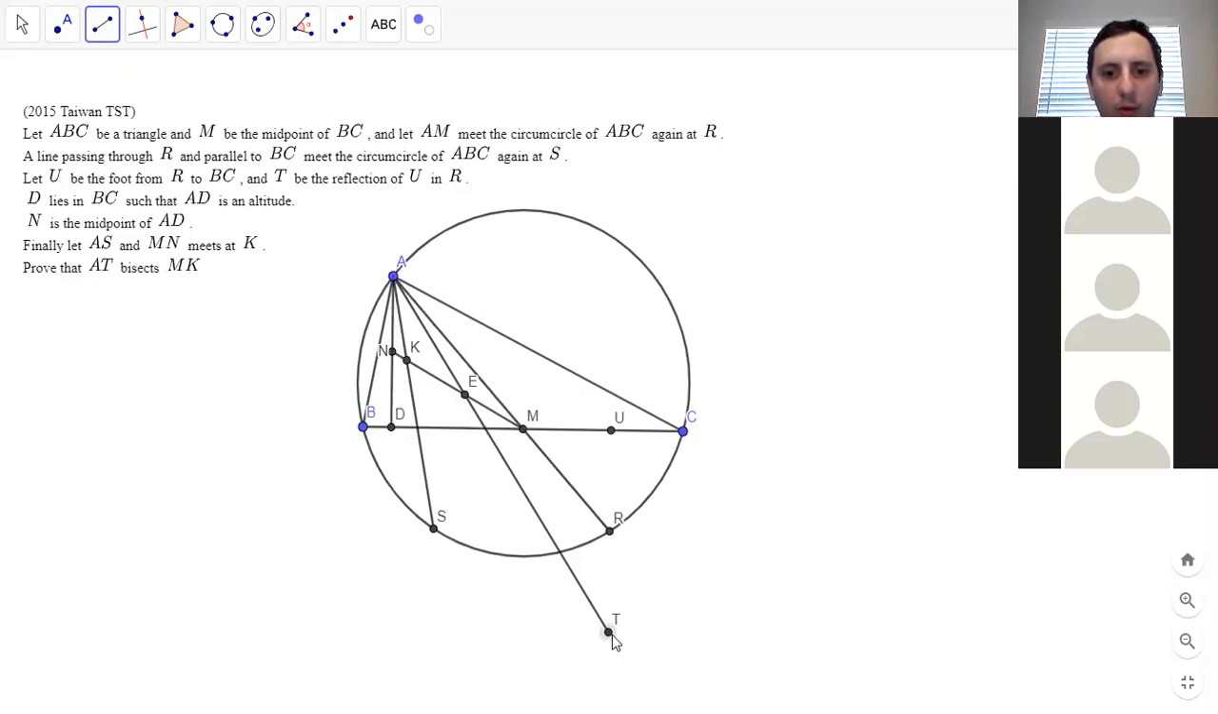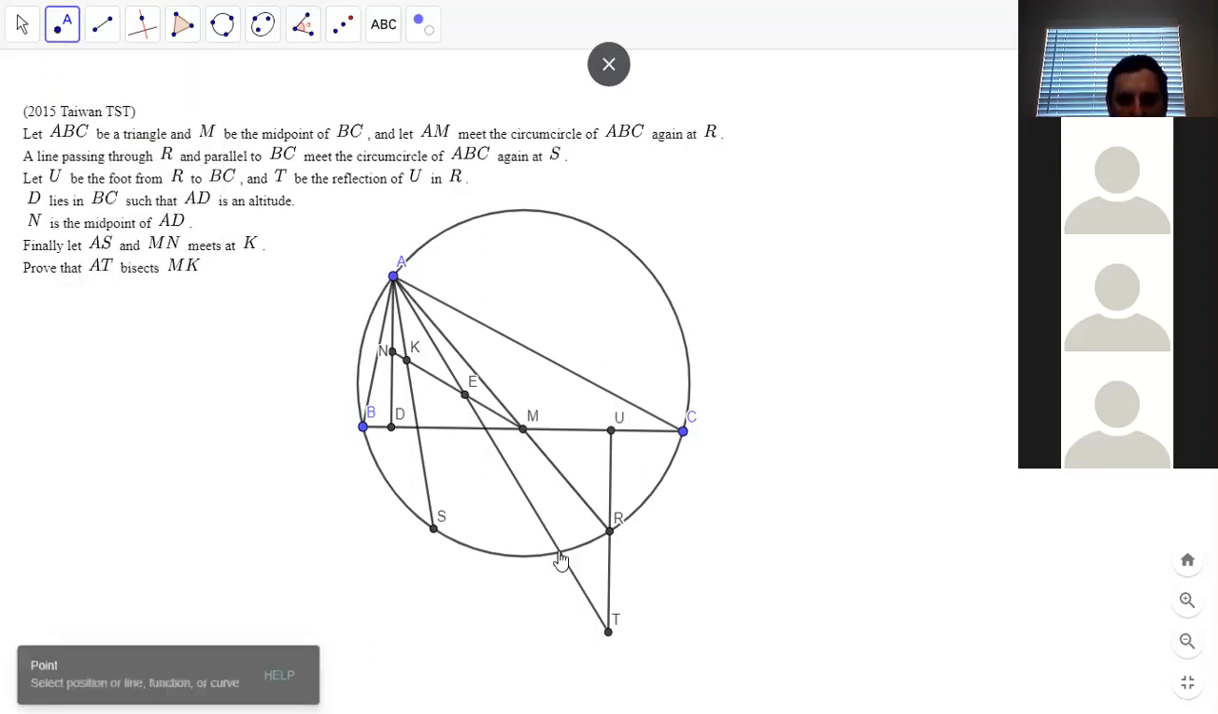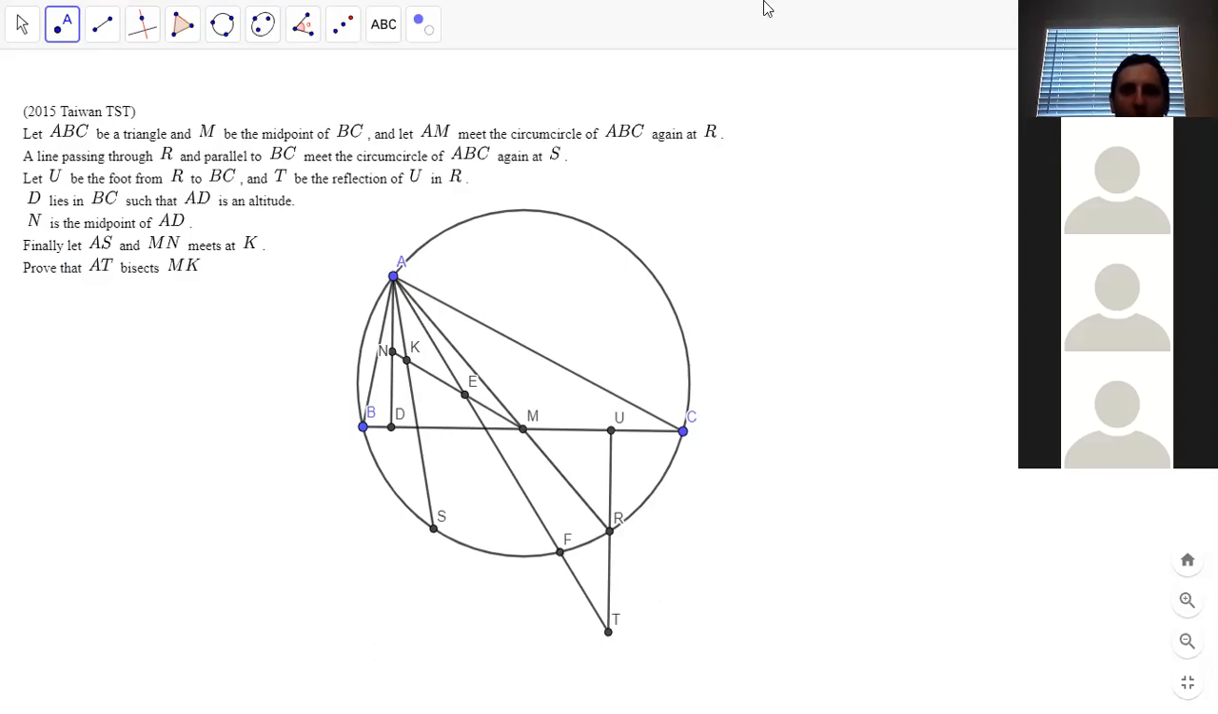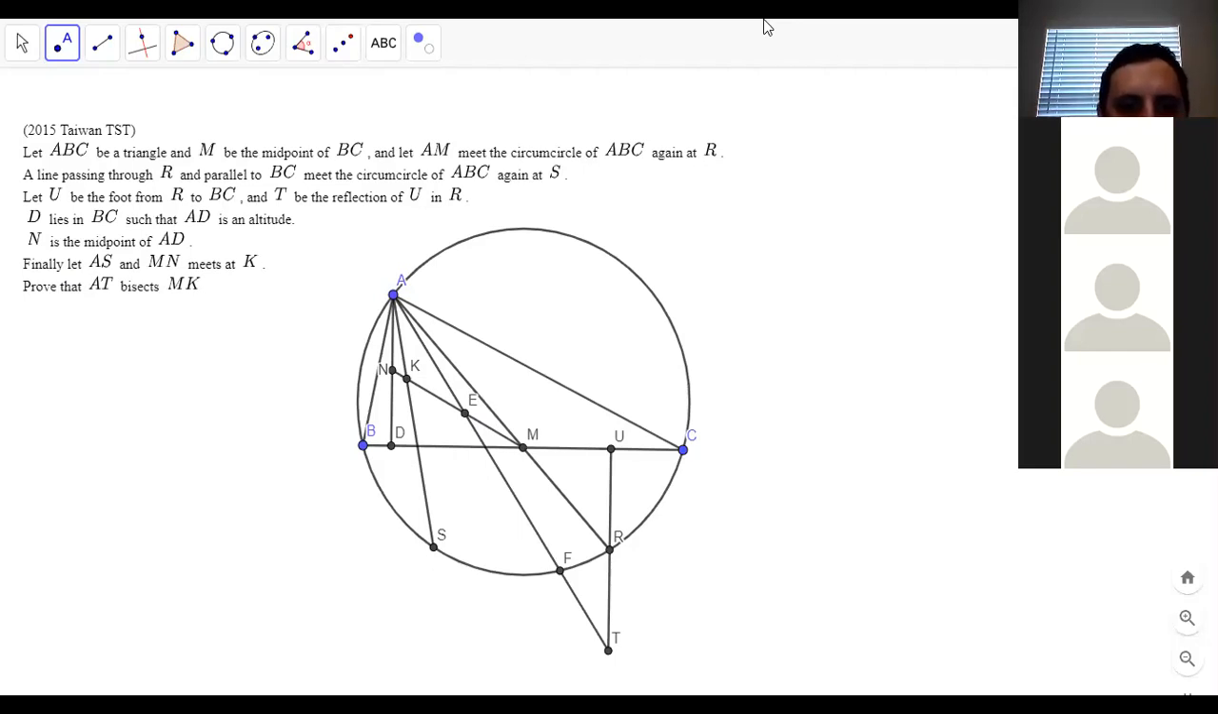What was U? Oh, U was the perpendicular from R to BC. All right, so what happens if we try to use projective geometry? We project through A onto the circle, let's say. K should be the symmedian point of the triangle. Oh, really? I don't know the proof of it, but I've seen that in Evan Chen's book. Interesting. Okay. So K will be the symmedian point of triangle ABC.